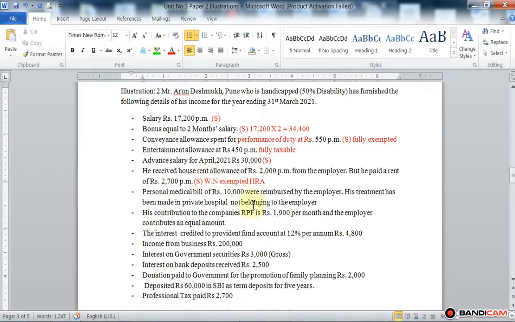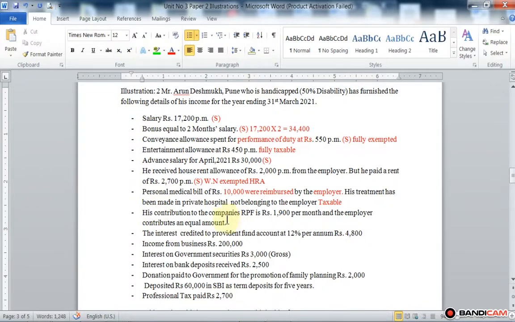Then personal medical bill of rupees 10,000 was reimbursed by the employer. His treatment was made in a private hospital not belonging to the employer. So it is fully taxable, because the employer reimbursed the medical expenses to the employee.